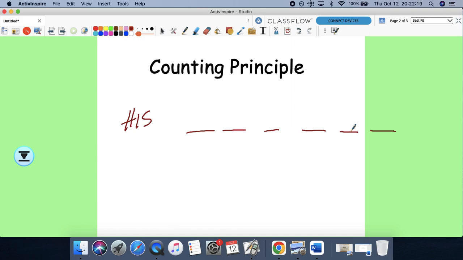You may choose any letter A through Z for each of the first 3 characters. But no letter or digit can be repeated. How many different license plates? So the first 3 are letters, right? So it's going to be 26 times 25 times 24, and then 10 times 9 times 8. So this is letter D, right? Because it's 26 times 25 times 24 times 10 times 9 times 8.